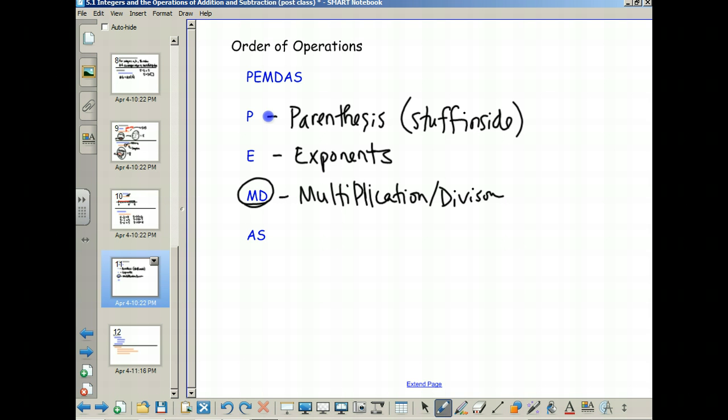Same thing with AS. AS is addition, subtraction. Again, there is not an order to this. It's a left to right issue. And there's not a lot in your text that has to do with this, but it comes up in here, and there are a couple problems that have applied order of operations, so I wanted to remind you of that. Okay?